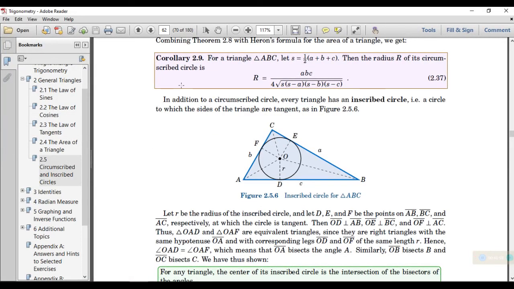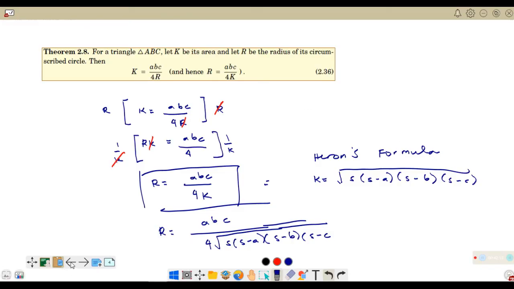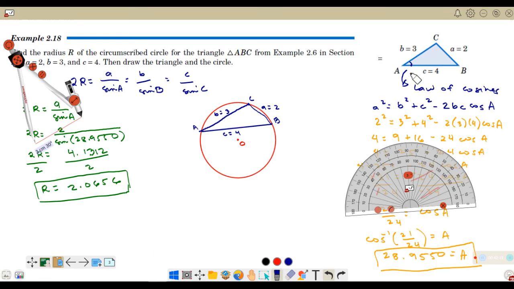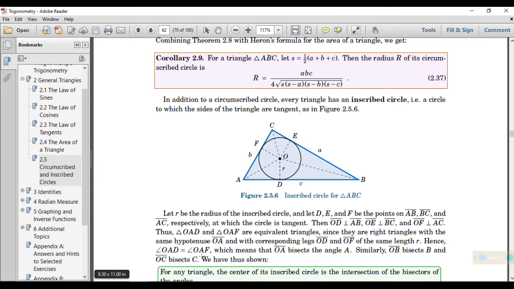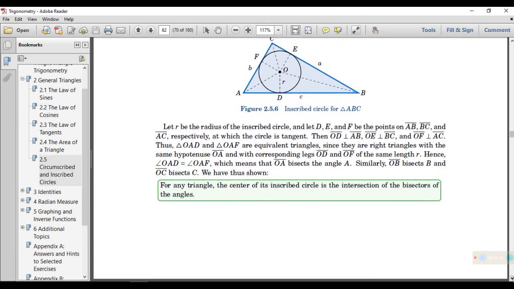In addition to a circumscribed circle, every triangle has an inscribed circle. So, tapos na tayo sa triangle na nasa loob ng circle. Nandun naman tayo ngayon sa triangle na may circle sa loob. Kung kanina, ang malaki ay si circle, nasa loob niya si triangle. Ngayon naman, ang malaki ay si triangle, may circle siyang maliit sa loob. So, ano yung mga gagamitin nating property?